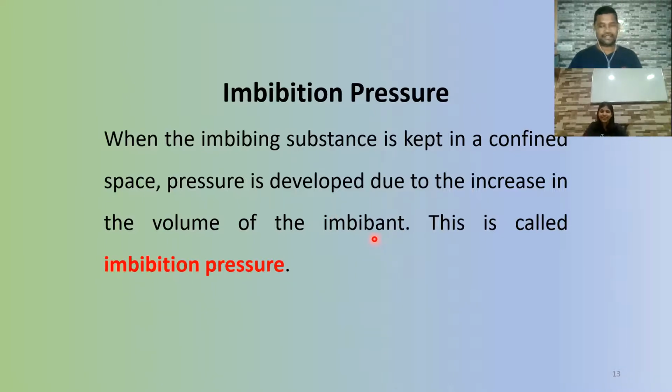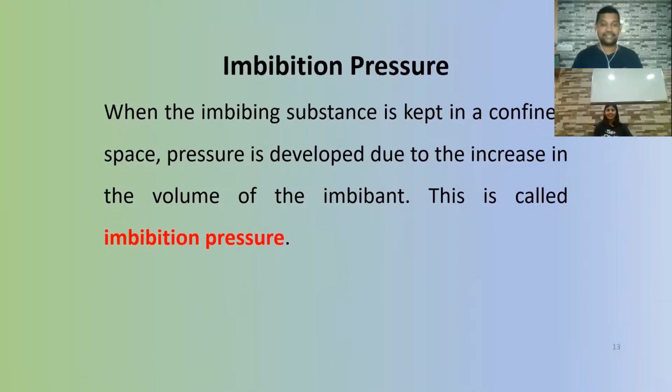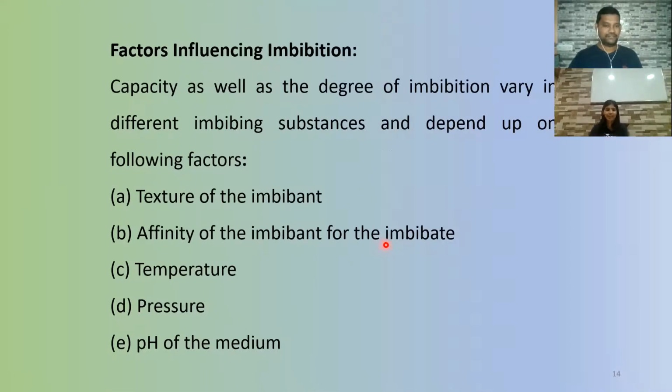So in the soil, when the seed is there, the imbibition pressure is the one which is responsible for separating the soil particles and for the cotyledons or the embryo emerging out. So imbibition pressure is necessary. Now, what are the factors that influence imbibition?